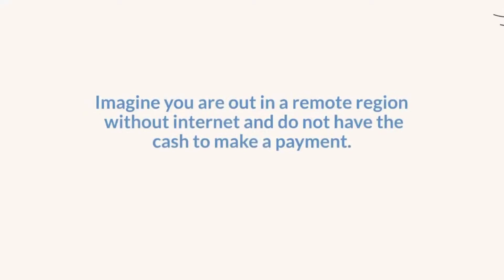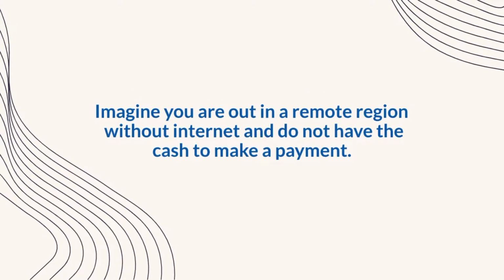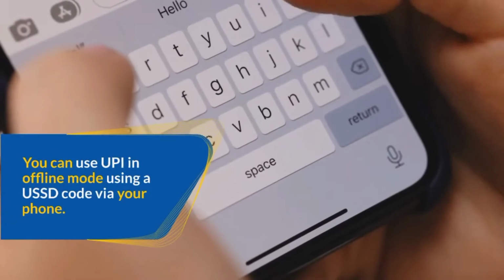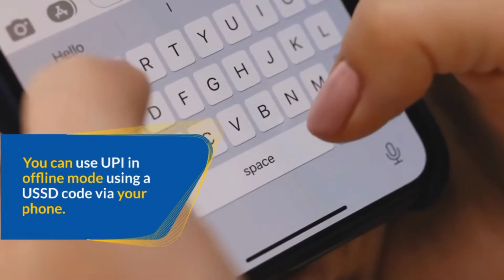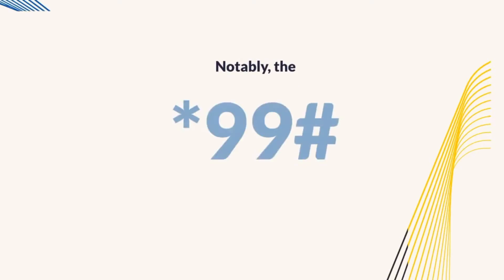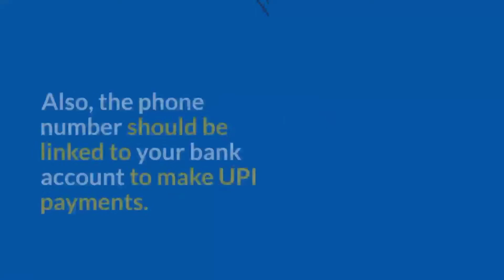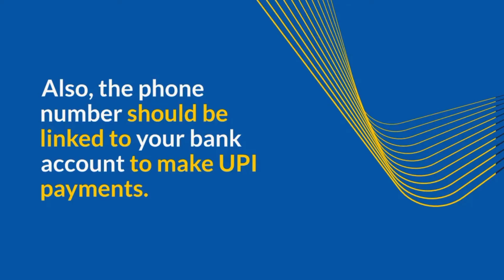Imagine you are out in a remote region without internet and do not have the cash to make a payment. In such a scenario, you can still make the payment with minimum network coverage without any issue. You can use UPI in offline mode using a USSD code via your phone. Notably, the *99# service was launched to all mobile users irrespective of the model, and it supports both smartphones and feature phones. Also, the phone number should be linked to your bank account to make UPI payments.